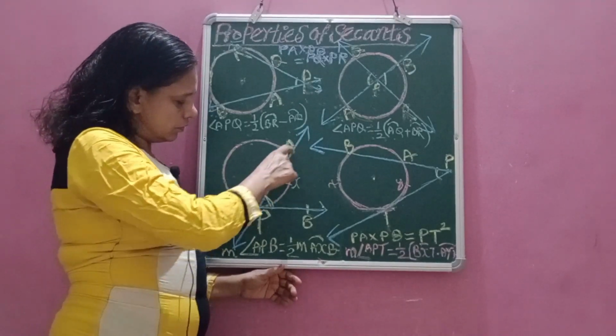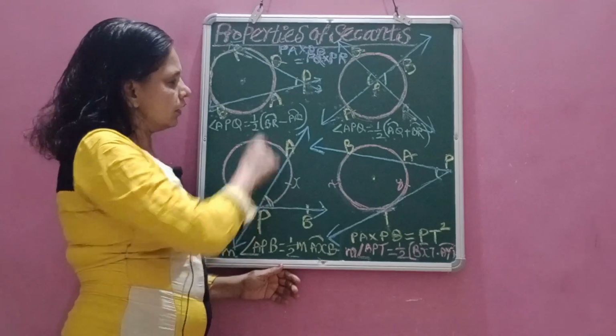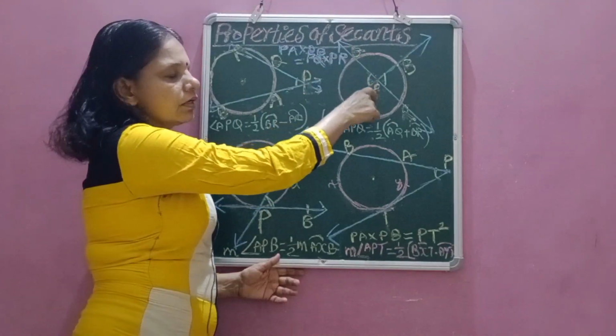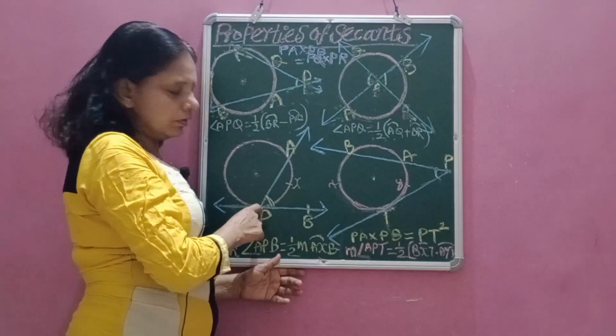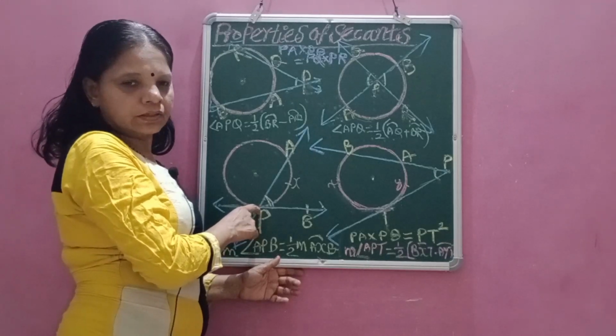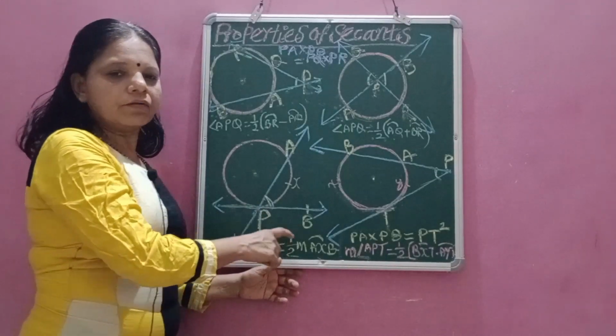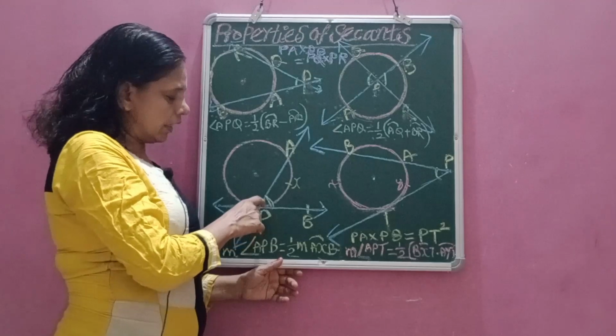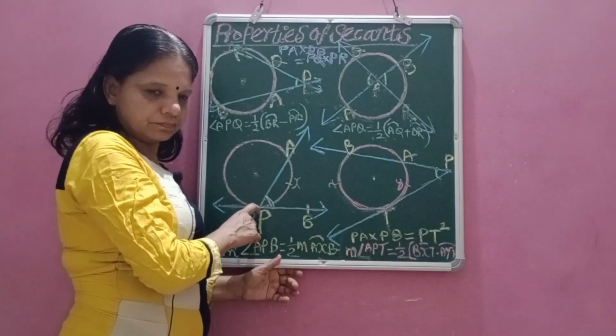Here the intersection, here exterior, here interior, and here on the point of the circle. Then one of the secants becomes a tangent if it is like that.